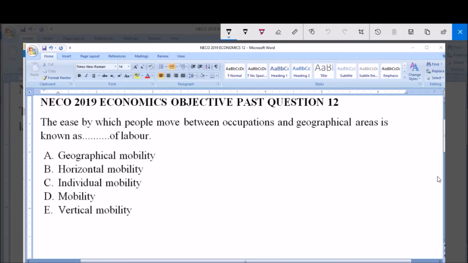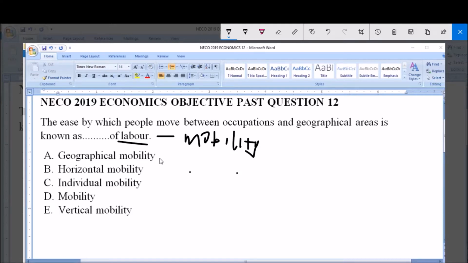The ease by which people move between occupations and geographical areas is known as dash of labor. A, geographical mobility, B, horizontal mobility, C, individual mobility, D, mobility, E, vertical mobility. So what we are looking at here is mobility of labor, or labor mobility.